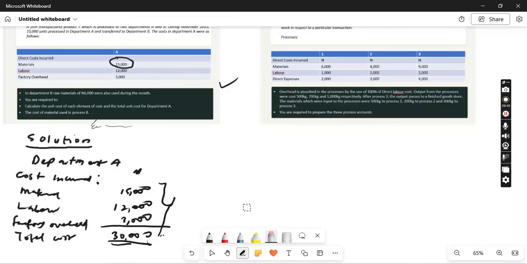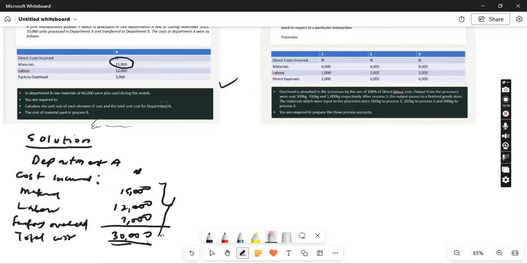After process 3, the output passes to a finished goods store. The materials which were input to the processes were 5,500 kilogram to process 1, 200 kilogram to process 2, and 300 kilogram to process 3. You are required to prepare the three processes account. So let us now look at this question and let us solve.